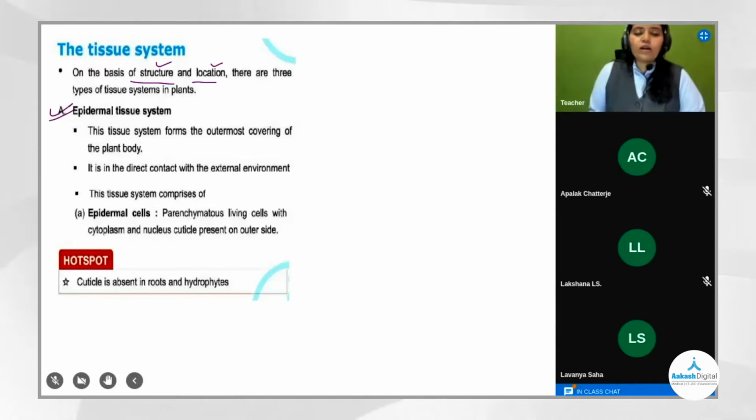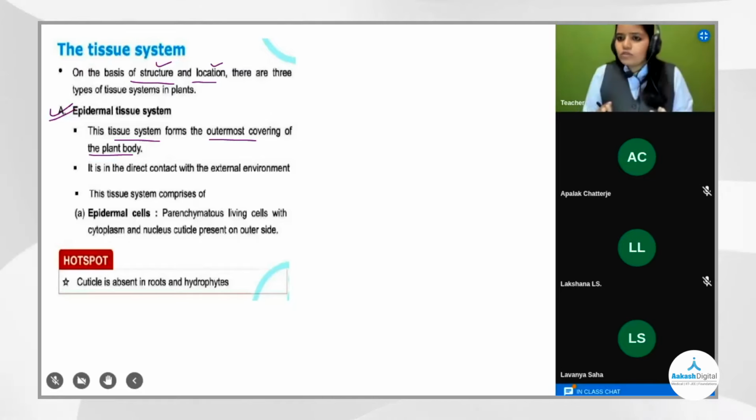The first one is called epidermal tissue system. When I say epidermal tissue system, the name itself gives you the hint. It is the external boundary and it is made up of epidermal cells. Mainly there are epidermal cells, right? So the tissue system forms the outermost covering of the plant body. Now this outermost covering is for the leaf also, root also, stem also. It's not just any particular part of the plant. It is in direct contact with the external environment, right? The epidermal cells, they are the external ones, so they are in direct contact.